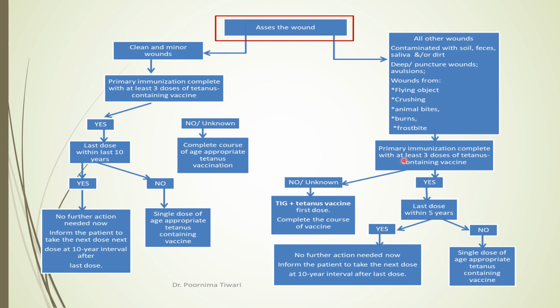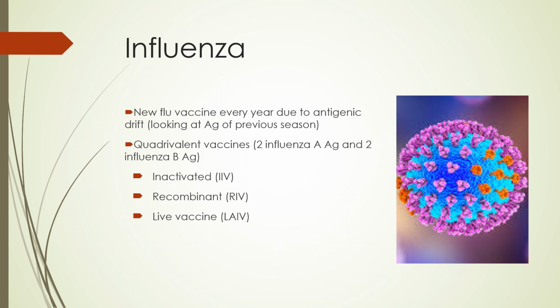There's one more thing we could do, which is give the tetanus immunoglobulin, and we do that when we don't know the vaccine status and it's a really dirty wound, or if we know that they have not had their childhood vaccines. In that case, we would go this direction in the algorithm, and we would give them the immunoglobulin plus the tetanus vaccine, and then we would try to get them to complete the course of the vaccine to get them protected.